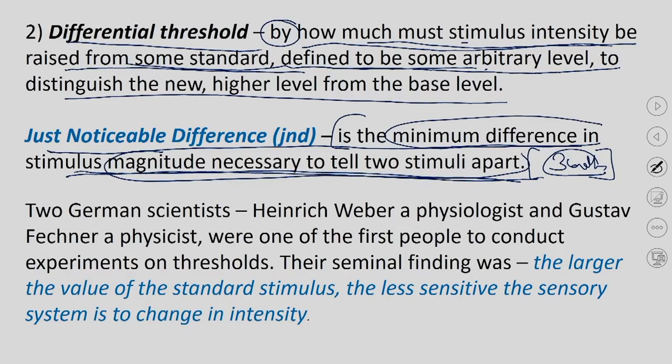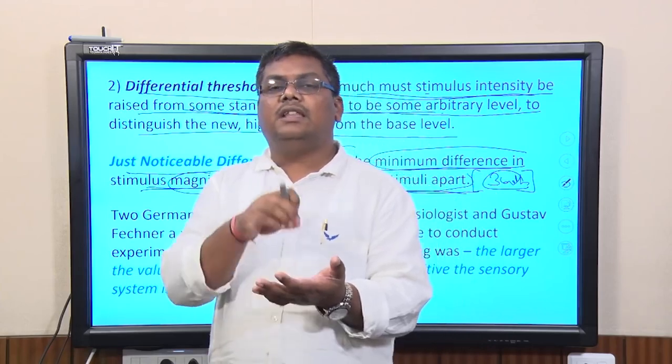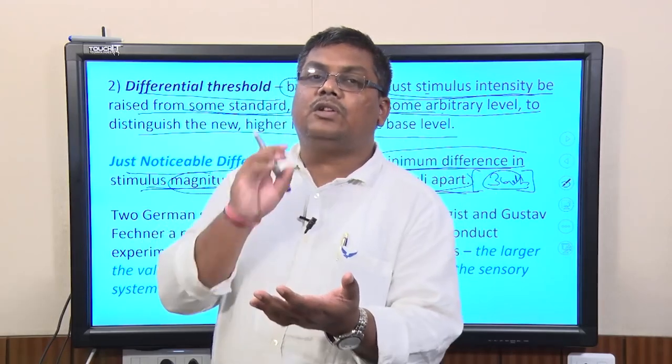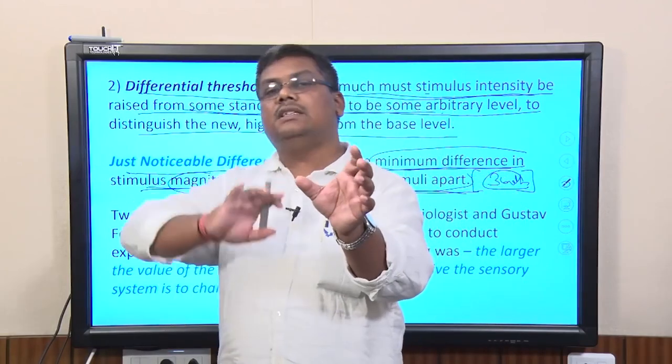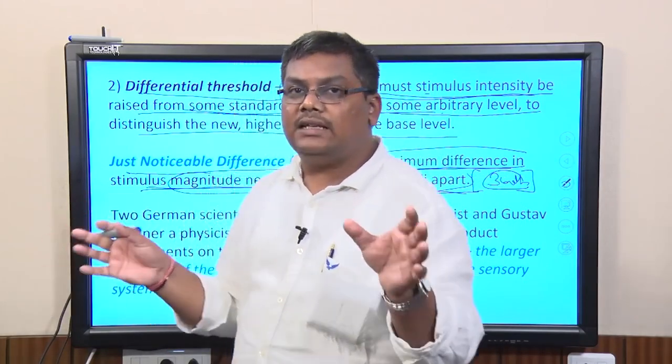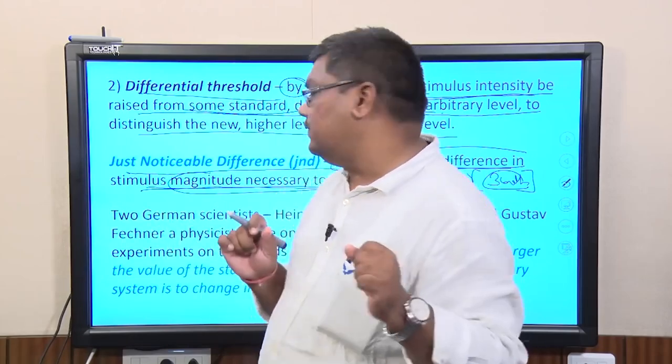What you are doing is telling the 50 gram weight and the 55 gram weight apart. Similarly, with 7 candles, you are able to tell that 4 candle light is different from 7 candle light. And so, the 3 candle light is the difference here.